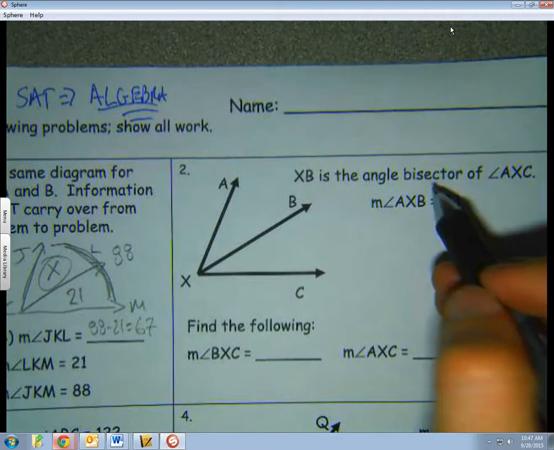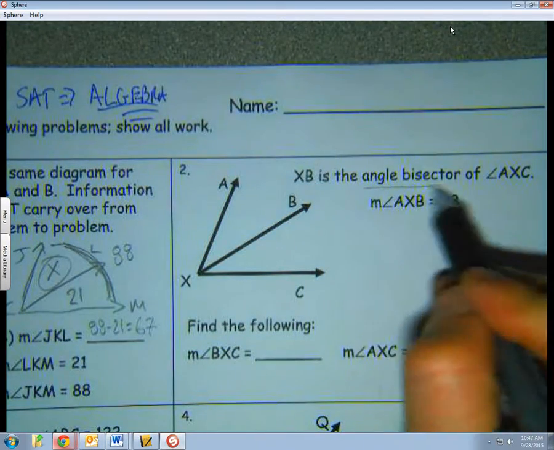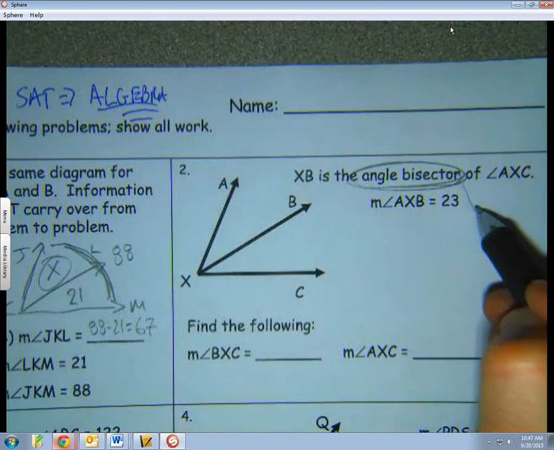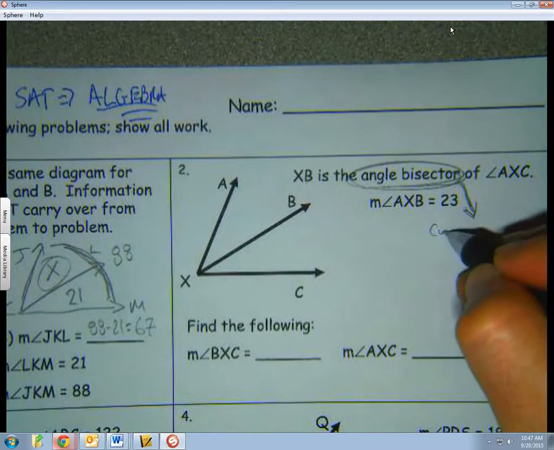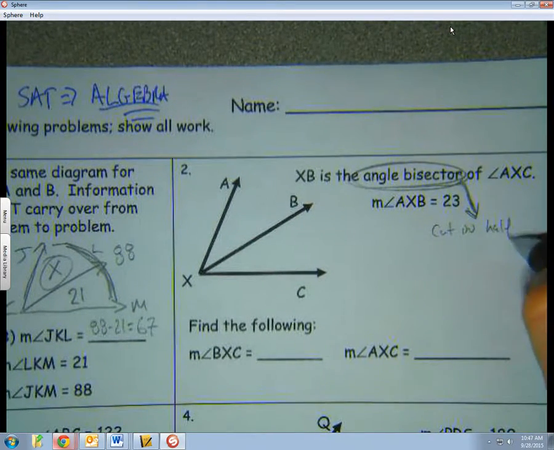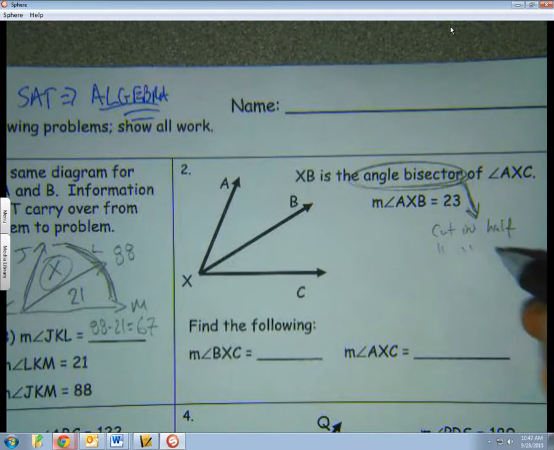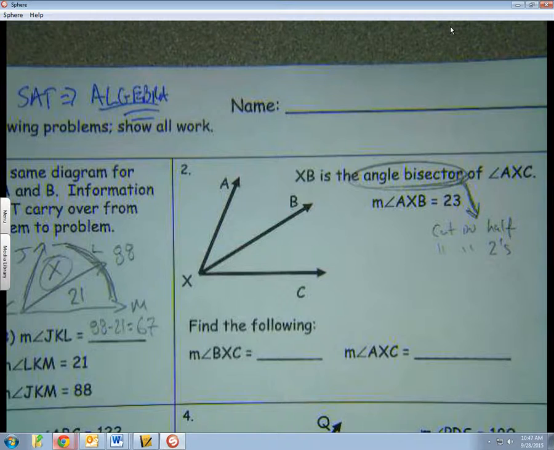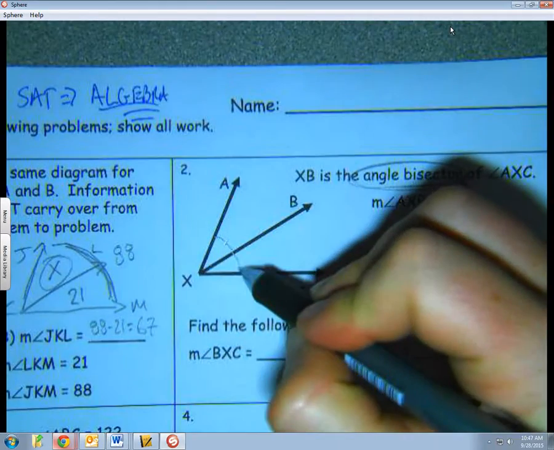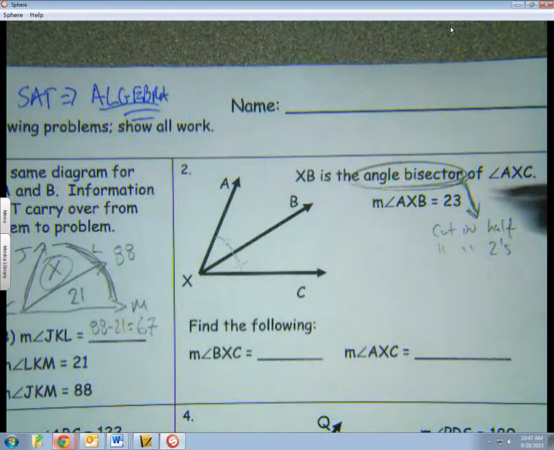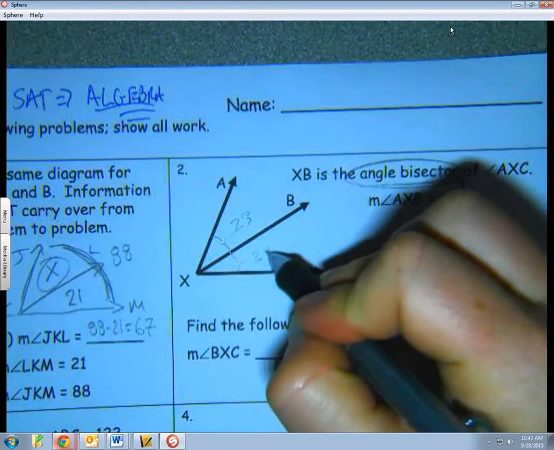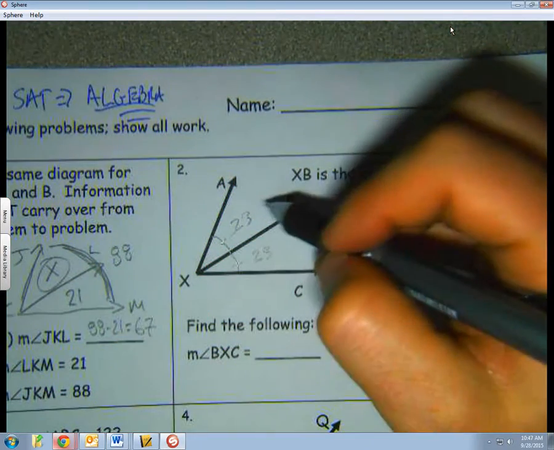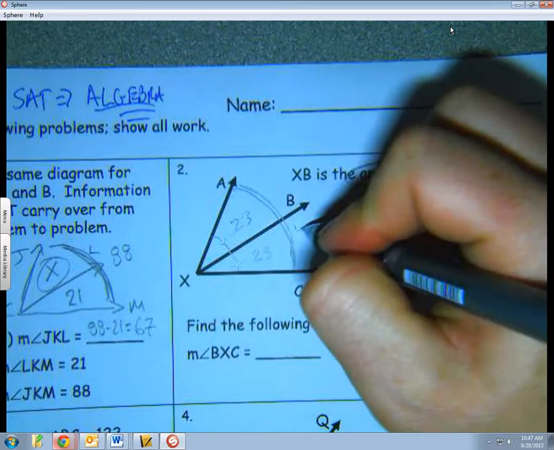Now, information: XB is the angle bisector. We bisect something, bi is 2, cut it, so bisect is cut in half, cut into 2s. So XB is a bisector, so that means this is going to be the same as that. AXB, it says AXB is 23. Oh, that's 23 and it bisected. That's 23. And then the whole thing would be, just add them together, 46.